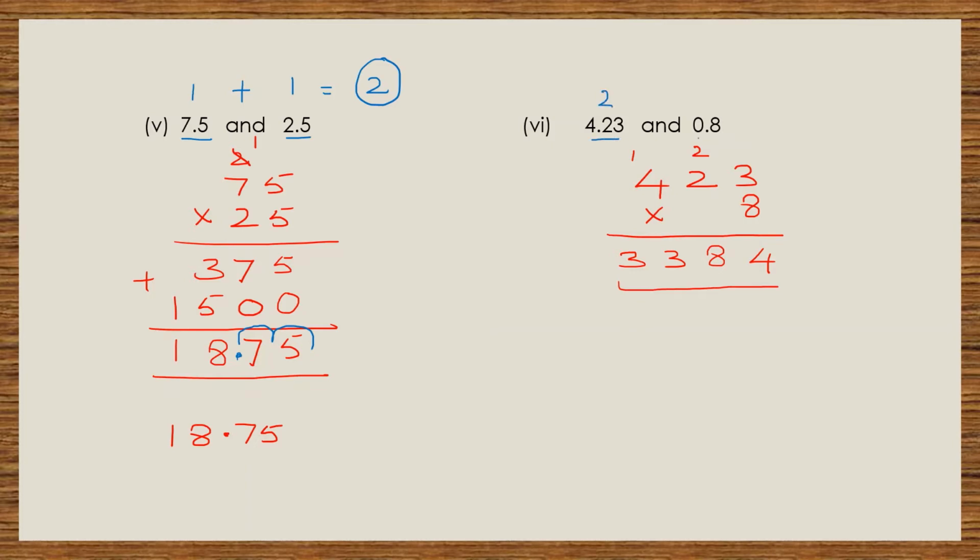There are 2 here and 1 here. So totally 2 plus 1, there are 3 decimal places. So our answer also should have 3 decimal places. So it's moving from here, 1, 2, 3. So the point comes here. So our answer is 3.384.